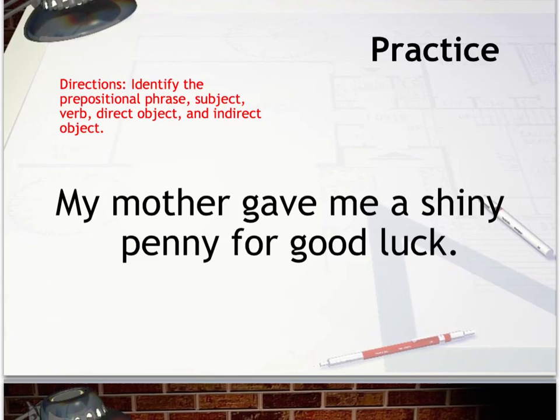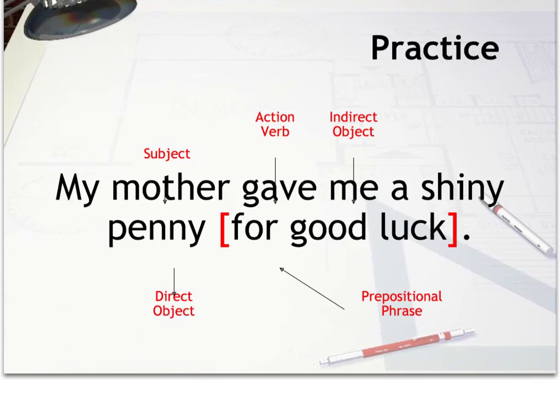Practice this one. Identify the prepositional phrase, subject, verb, direct object, and indirect object. Prepositional phrase is for good luck. The subject is mother. Gave is the action verb. Mother gave me what? A shiny penny. The penny is the direct object. Gave the penny to whom? To me. Me is the indirect object.